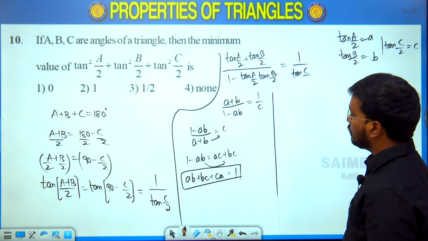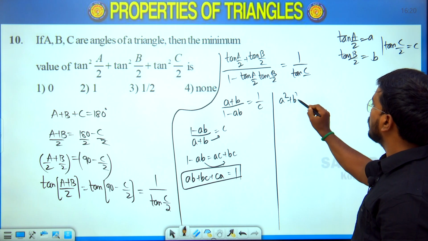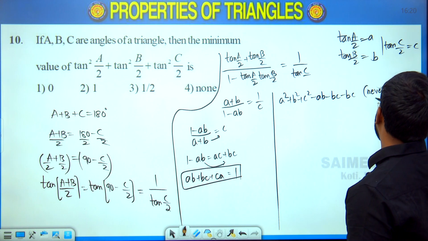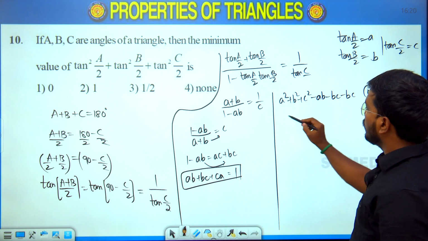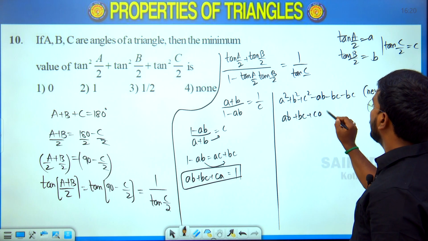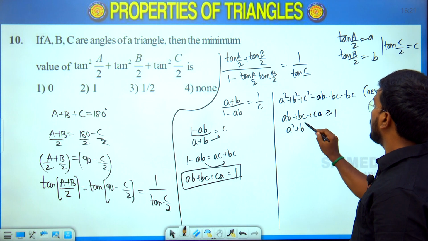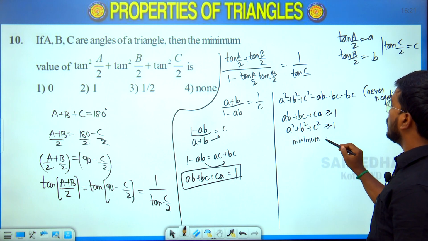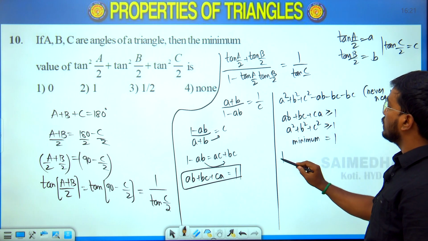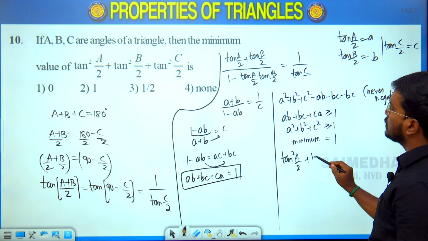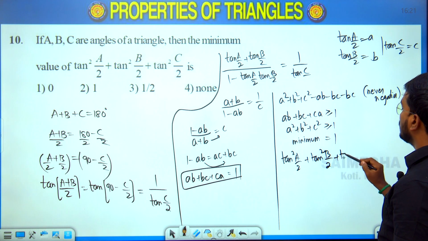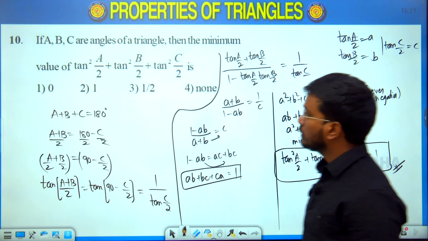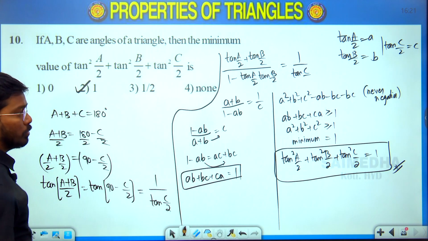Remember, what is the property that we were talking about? A square plus B square plus C square minus AB minus BC minus CA is never negative. Or you can say AB plus BC plus CA is less than or equal to A square plus B square plus C square, so A square plus B square plus C square is greater than or equal to 1. Minimum is what we require. Minimum is equal to 1, where A is tan A by 2. So tan square A by 2 plus tan square B by 2 plus tan square C by 2, the minimum value is going to become 1. So the correct answer is option number 2.